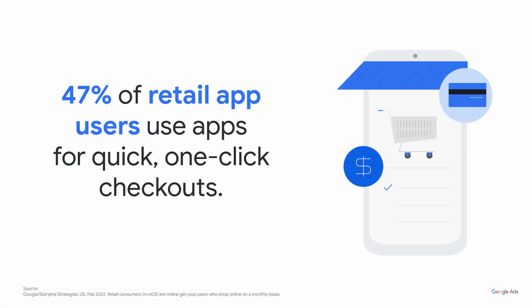Consumers who already have your app installed have indicated preference for how they want to interact with your brand. So if they see and click on your ad, you should drive them directly to the relevant in-app destination instead of your website. Here, consumers won't have to re-enter already saved personal information or store preferences. This is especially important for retail marketers because 47% of retail app users use apps for quick one-click checkouts. With this seamless experience, customers can easily check out within seconds.